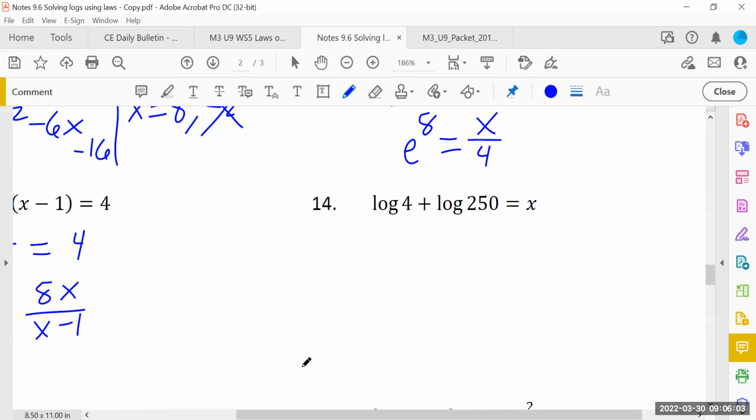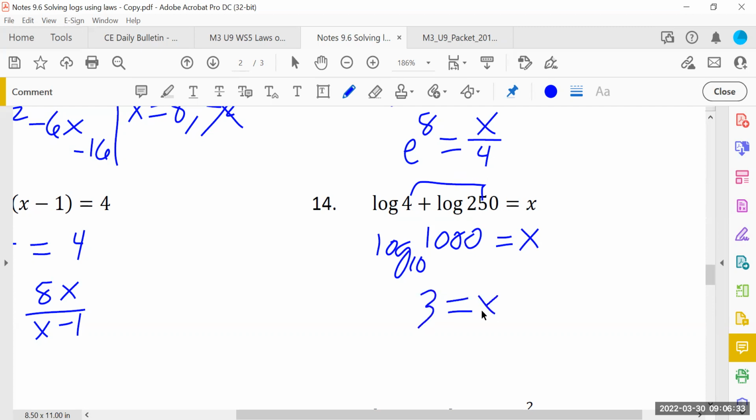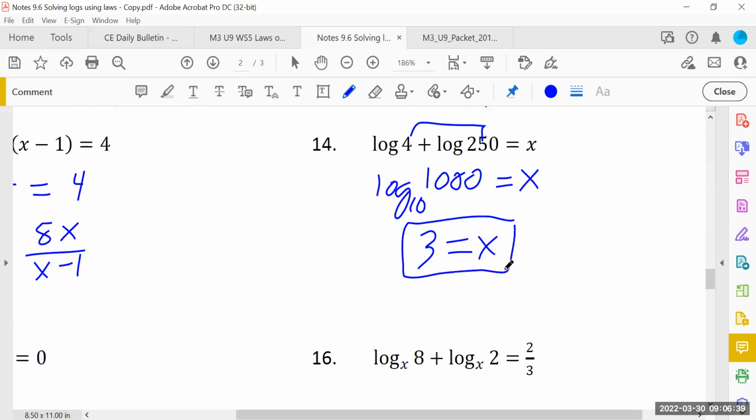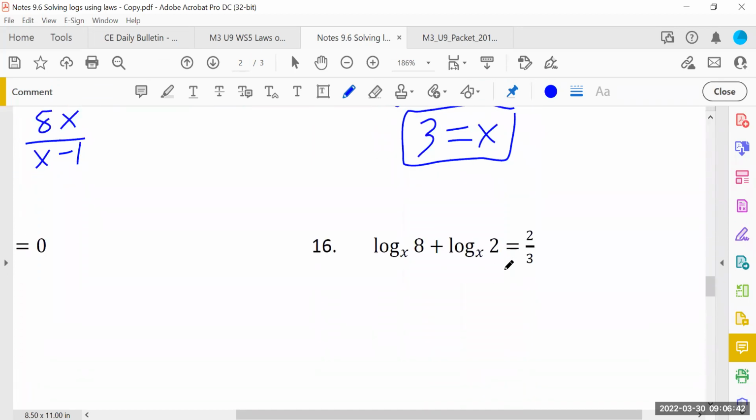Number 14 is another new thing, just slightly. This one, multiply these together, log 4 times 250. 4 times 250 is 1,000. But wait, it's already equal to x. Yeah, the base is 10. Guys, what's log base 10 of 1,000? 3. So you can just evaluate it. This one, don't switch it to exponential form if you've already solved for x. Just simplify. So we get a couple like that.